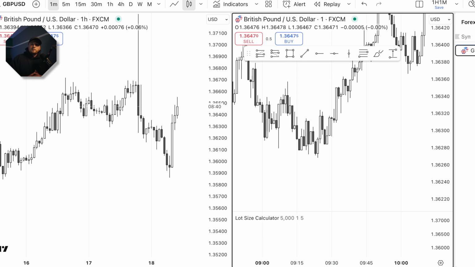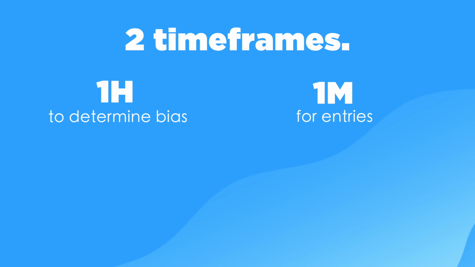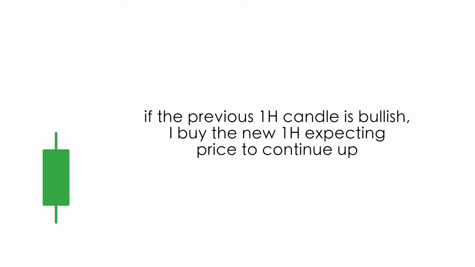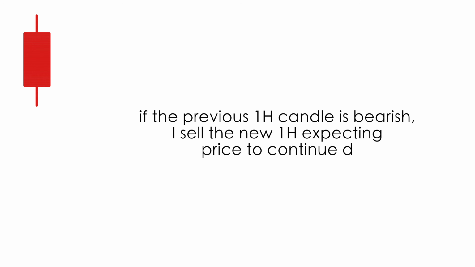So for those of you who have followed the channel for a while, you'll know that I like to use 2 time frames. I like to use the 1 hour in order to determine our bias, and then the 1 minute for entries. And the reason I do that is the 1 hour helps me decide whether I am buying or selling the next hourly candle based on how the previous hourly candle closed.